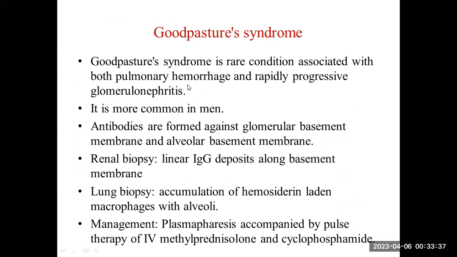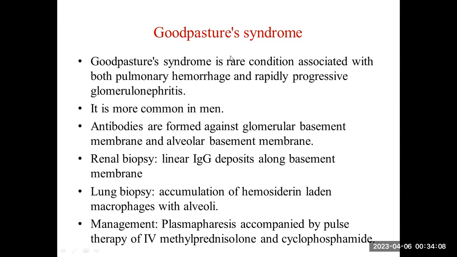We'll talk briefly about Goodpasture syndrome since it's an important cause of rapidly progressive glomerulonephritis. It's an autoimmune disease. It's rare. It's associated with both pulmonary hemorrhage and rapidly progressive glomerulonephritis because it attacks the alveolar basement membrane and the glomerular basement membrane, where type 4 collagen is the target against which the antibodies react. It's more common in men. Antibodies, as we said, are formed against type 4 collagen in the glomerular basement membrane and alveolar basement membrane.